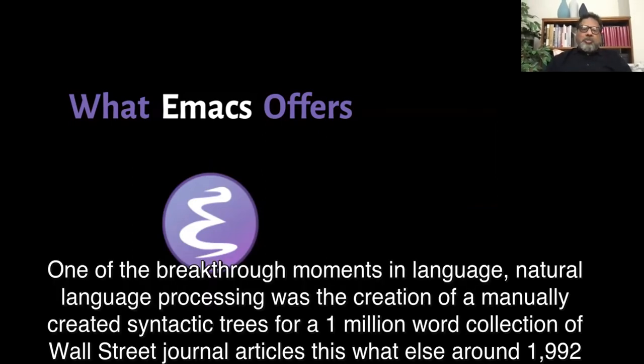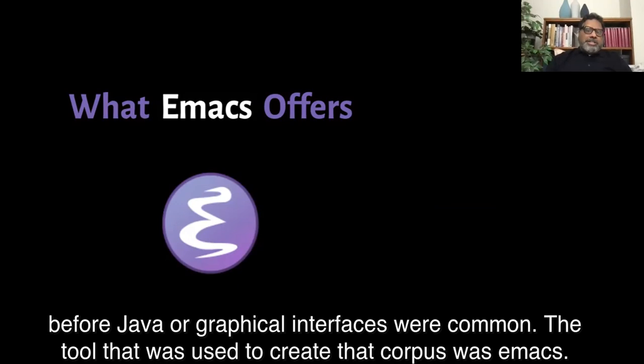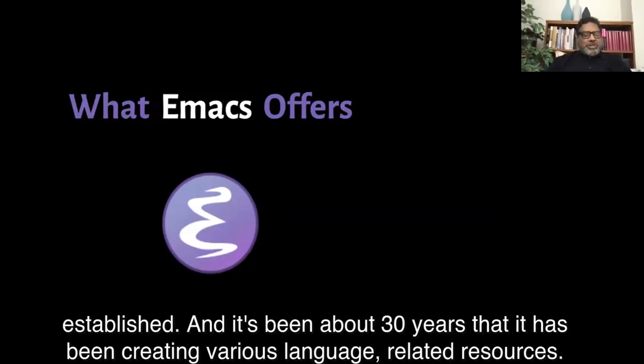In fact, this is not the first time Emacs has been used for linguistic analysis. One of the breakthrough moments in natural language processing was the creation of manually created syntactic trees for a million word collection of Wall Street Journal articles. This was around 1992, before Java or graphical interfaces were common. The tool that was used to create that corpus was Emacs. It was created at Penn and is famously known as the Penn Tree Bank. And 92 was about when the Linguistic Data Consortium was also established, and it's been about 30 years that it has been creating various language-related resources.